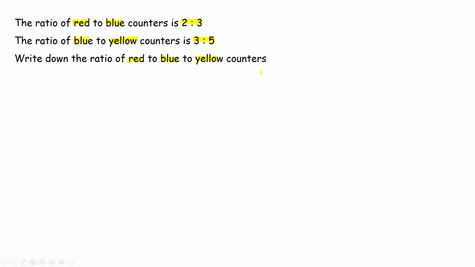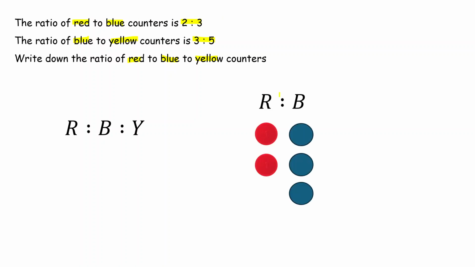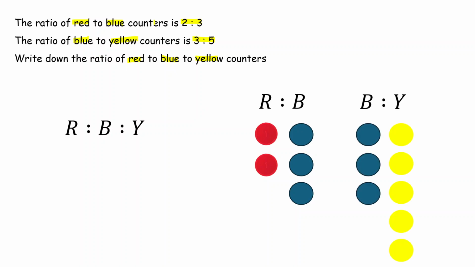Now, when you first see these, there's a lot of information going on, but if we show it visually, it makes it a lot easier. First of all, the question is asking for the ratio of red, R, to blue, B, to yellow counters. There we go, R to B to Y. Now, first of all, it tells us red to blue up here is 2 to 3. So there we go. You can literally see you've got 2 red counters for every 3 blue counters. And then similarly, you've got blue to yellow is 3 to 5. There you go. Now, this is kind of showing what's going on visually.